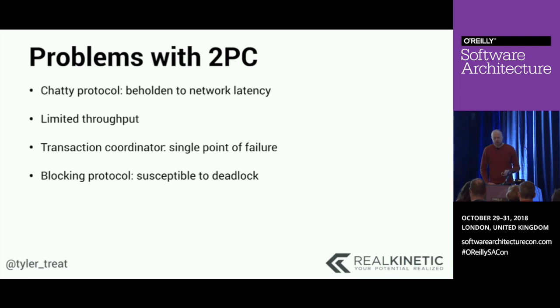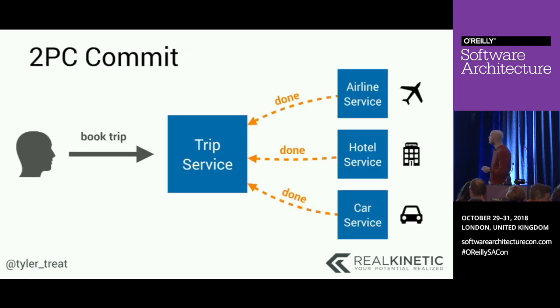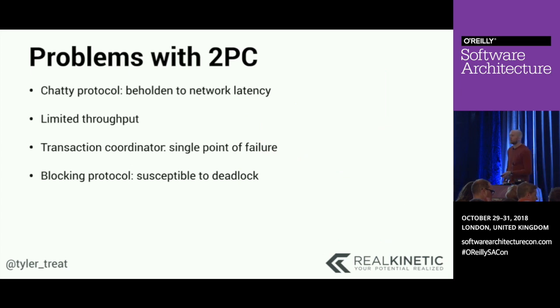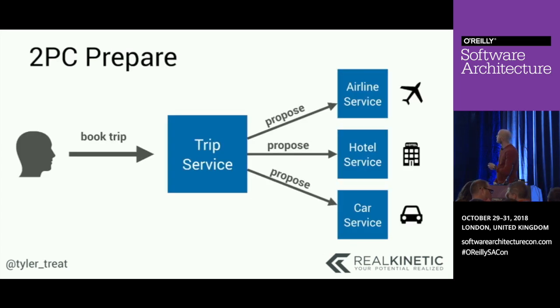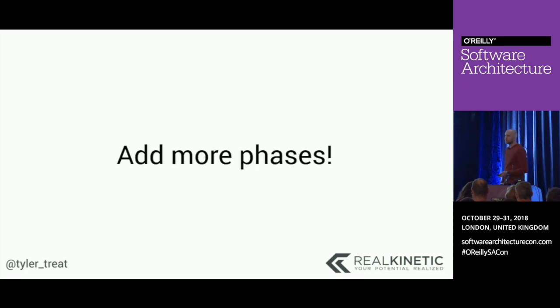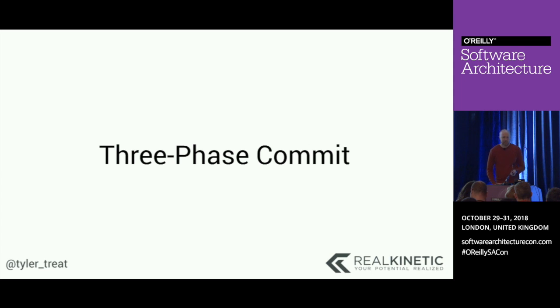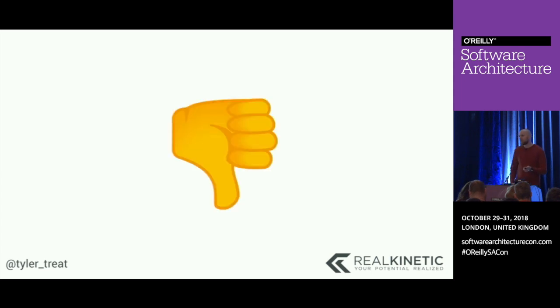We also have that single point of failure with the transaction coordinator. If this transaction coordinator fails, then we can't process any transactions. And similarly, because it's a blocking protocol, if any one of these participants fail, then again, the system deadlocks. We can't process transactions. So like any good engineer, we fix this by adding more phases. We get three-phase commit. But this isn't really a much better alternative because it's still susceptible to a lot of the same problems, just with more messages.